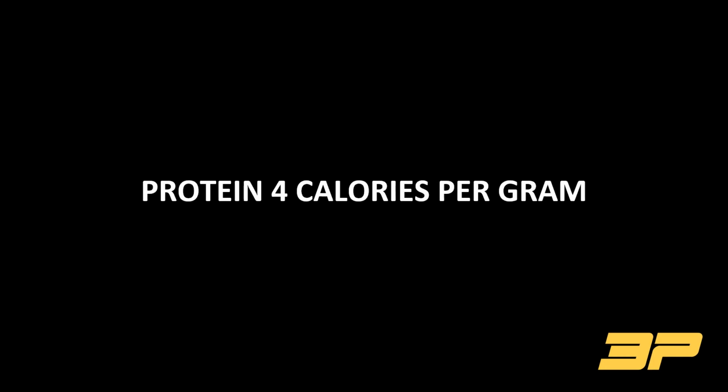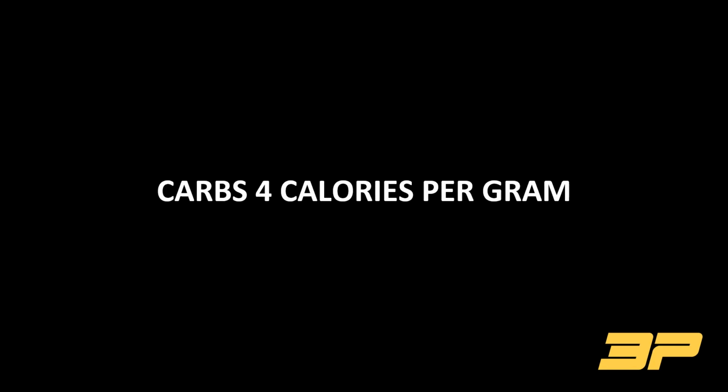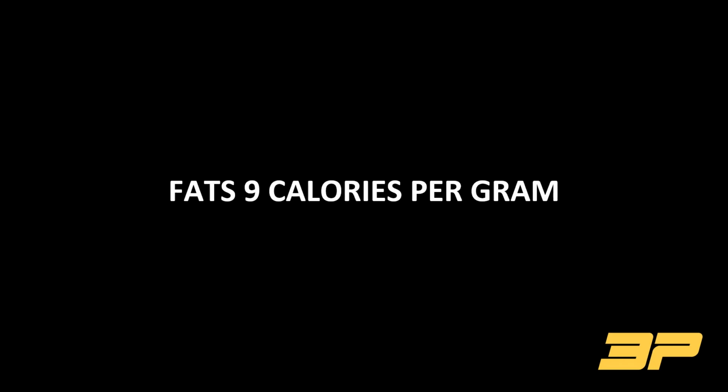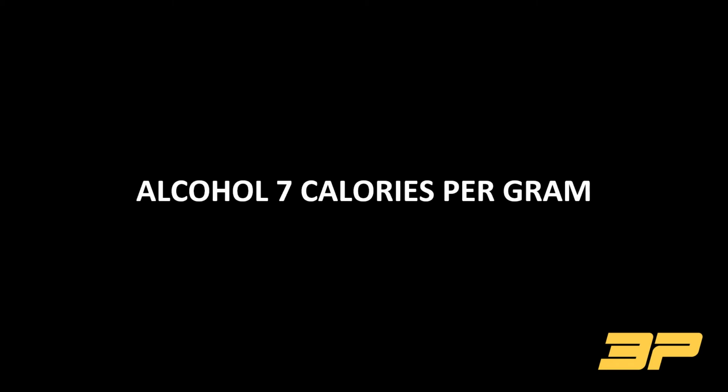So where do we get them from? Well, we get 4 calories for every gram of protein that we consume. The same for carbs, 4 calories per gram. Then we get 9 calories per gram of fat, and alcohol gives us 7 calories per gram too.